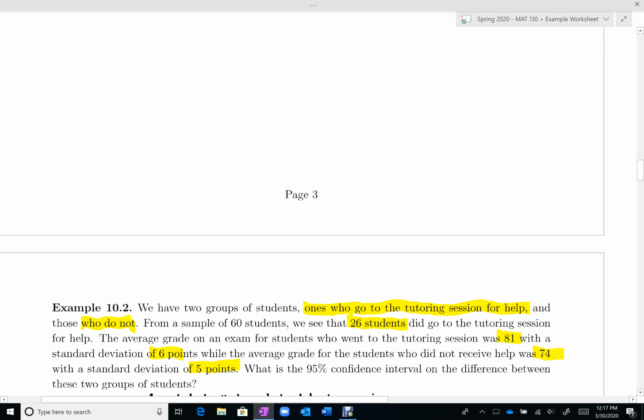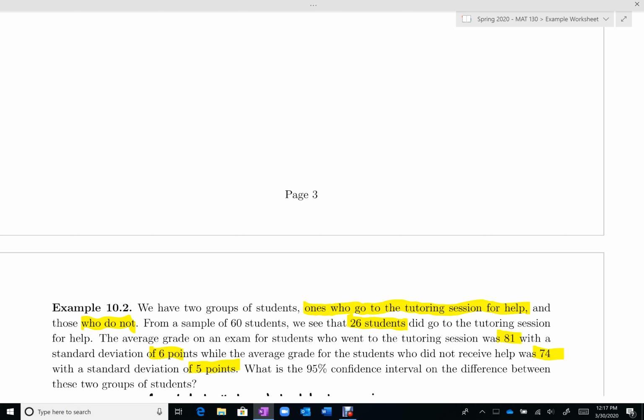And what we would like to do is determine the 95% confidence interval on the difference between these two groups of students. So we would like to find a 95% confidence interval for the difference in population means between the group of students that went to the tutoring session for help and the group of students that did not go to the tutoring session for help.